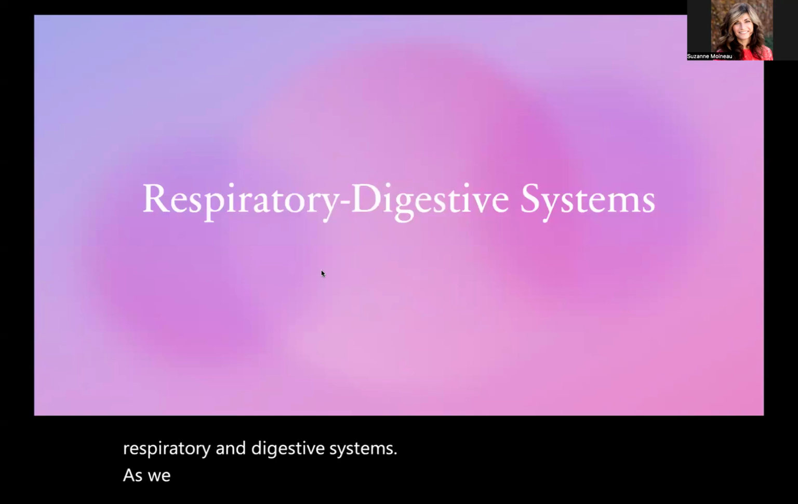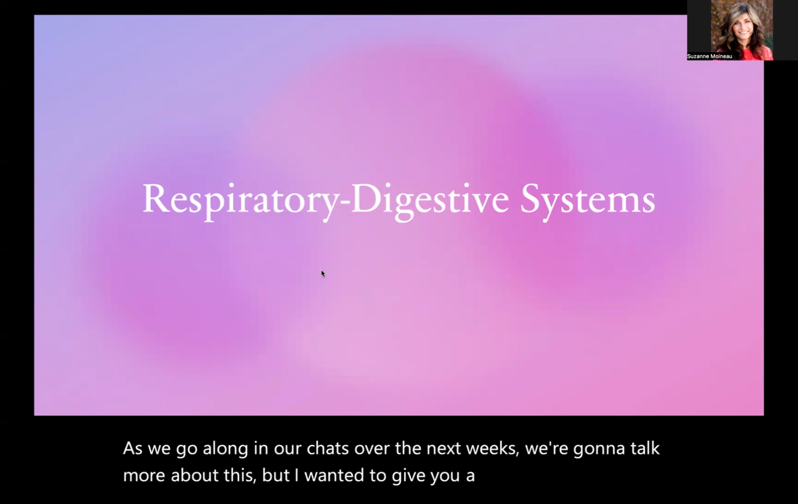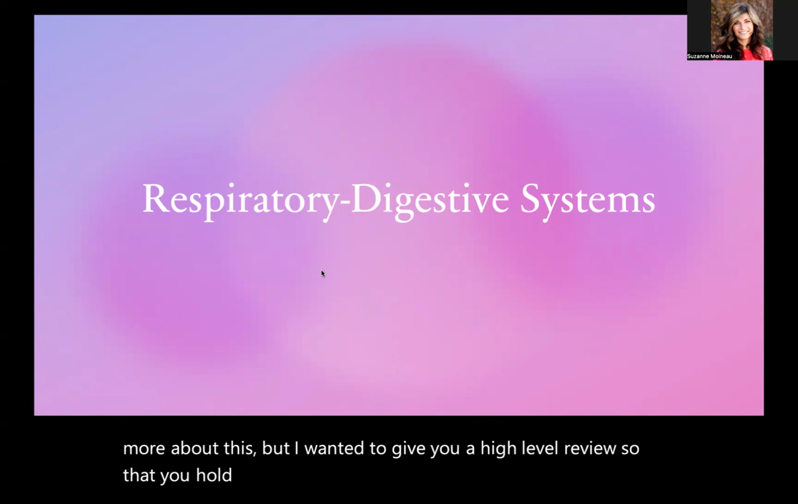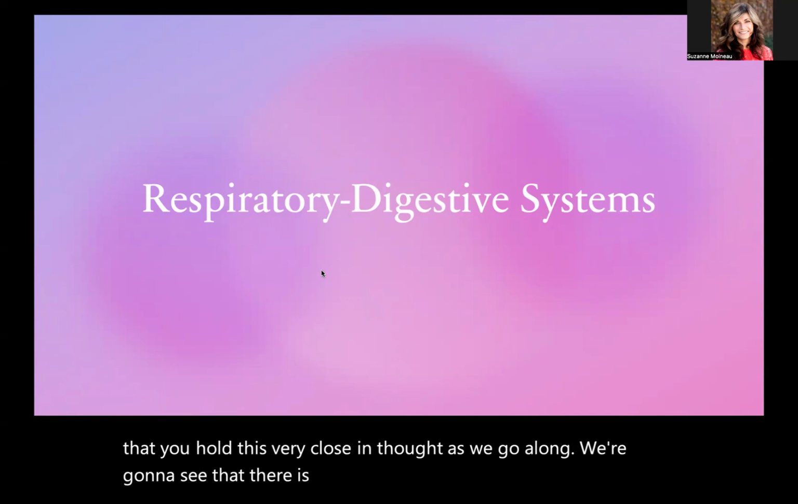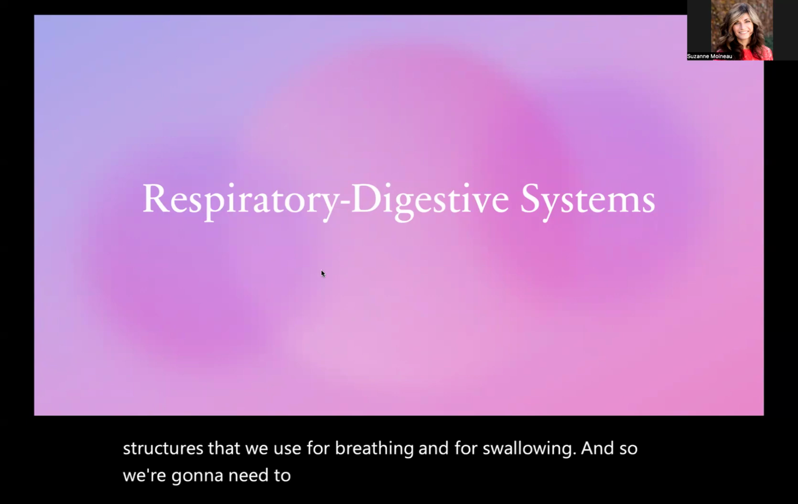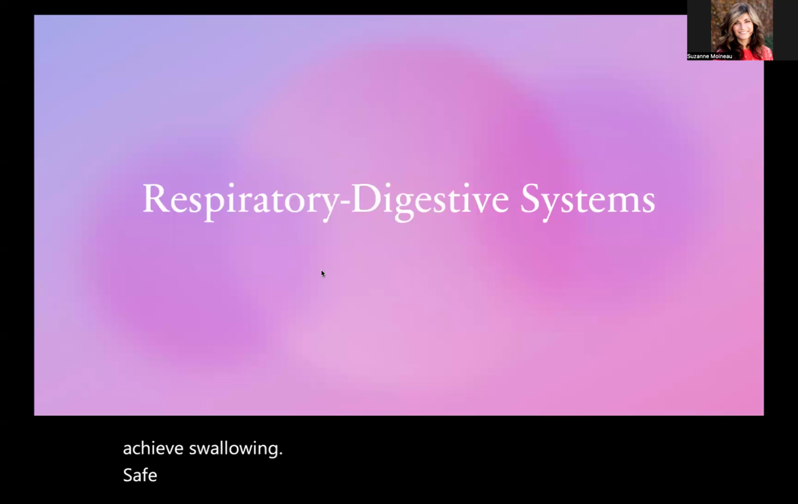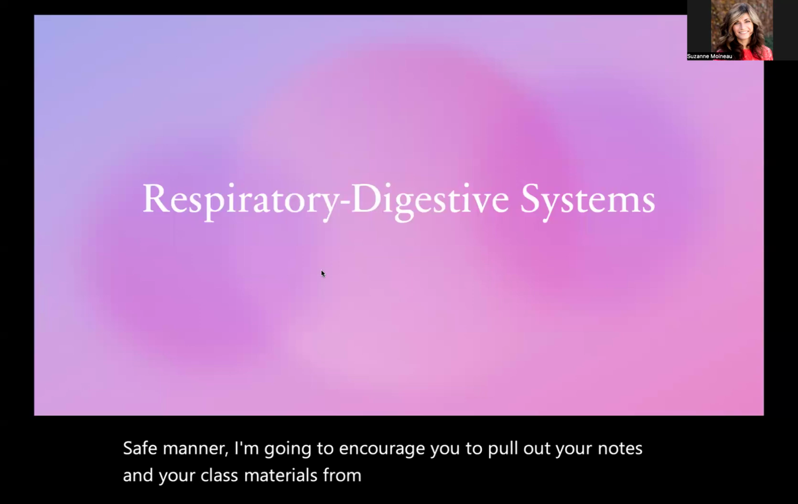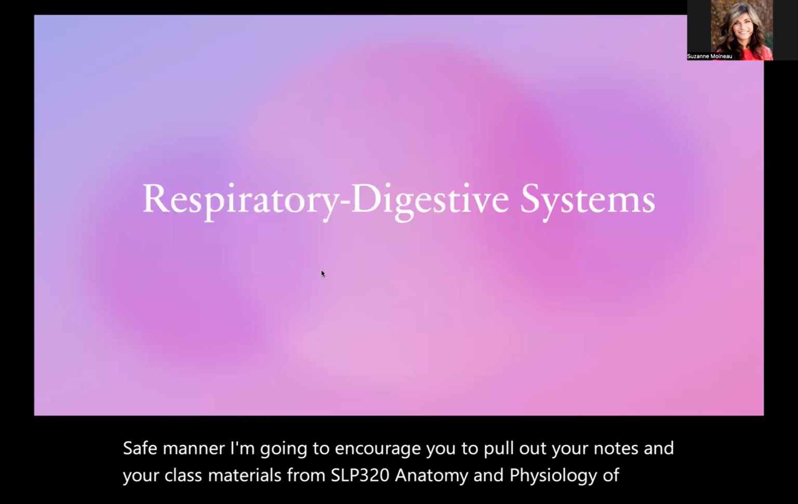As we go along in our chats over the next weeks, we're going to talk more about this, but I wanted to give you a high-level review so that you hold this very close in thought as we go along. We're going to see that there is significant overlap in the anatomical structures that we use for breathing and for swallowing. And so we're going to need to coordinate these two systems in order to achieve swallowing in a safe manner. I'm going to encourage you to pull out your notes and your class materials from SLP 320, Anatomy and Physiology of the Speech and Hearing Mechanism.